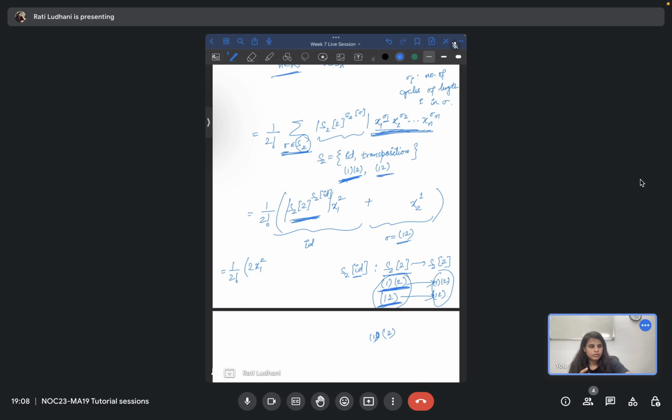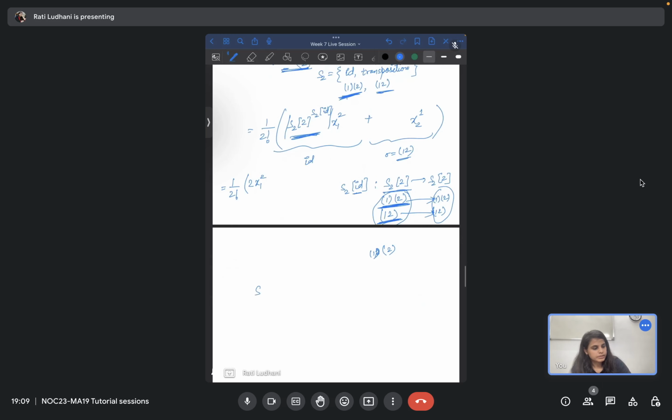Now calculate this value, S2 to S2 fixed points of sigma. Sigma is now the 1 2 cycle. Better not to confuse, because I don't want you to confuse with these 1 2s, I'm writing U1 U2 if you want. Like this, there's just a 2 cycle which maps the first element to the second element and the second element to the first element. This is what we have.